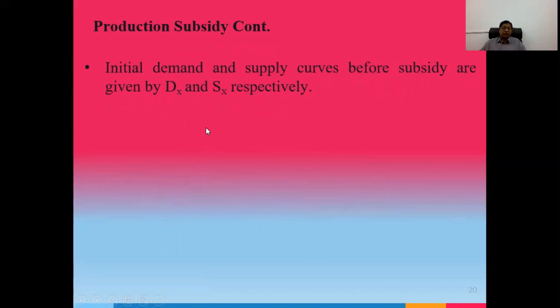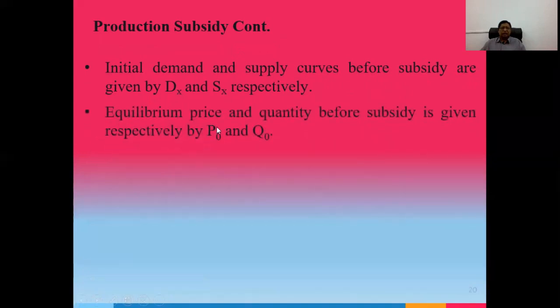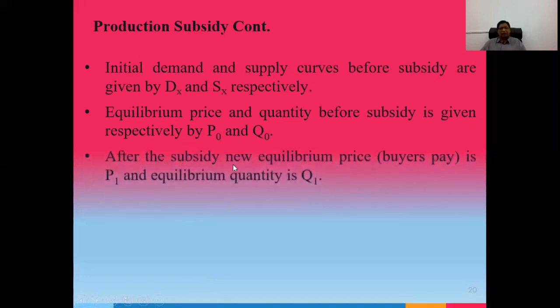Without the diagram, I would like to repeat what I have explained so far for easier understanding. The initial demand and supply curves before subsidy are given by Dx and Sx respectively. Equilibrium price and equilibrium quantity before subsidy are given by P0 and Q0 respectively. Then after the subsidy, the new equilibrium price paid by buyers is P1 and the equilibrium quantity is Q1. The price that suppliers get is P2.